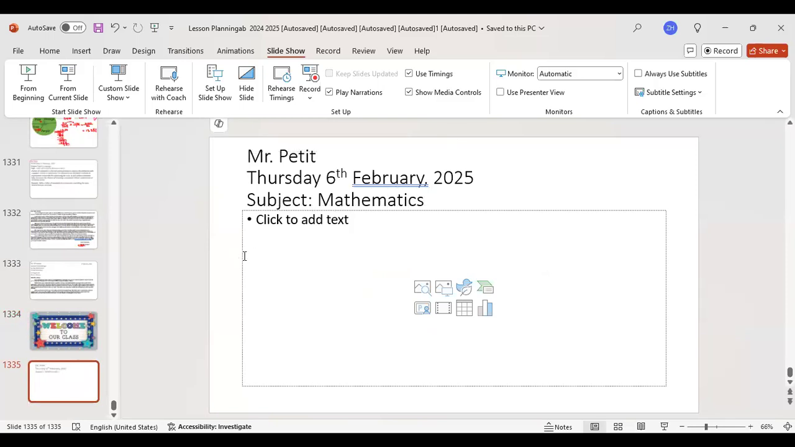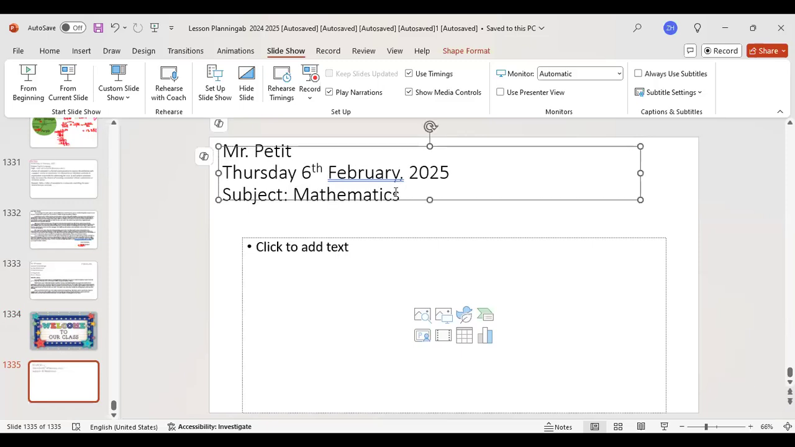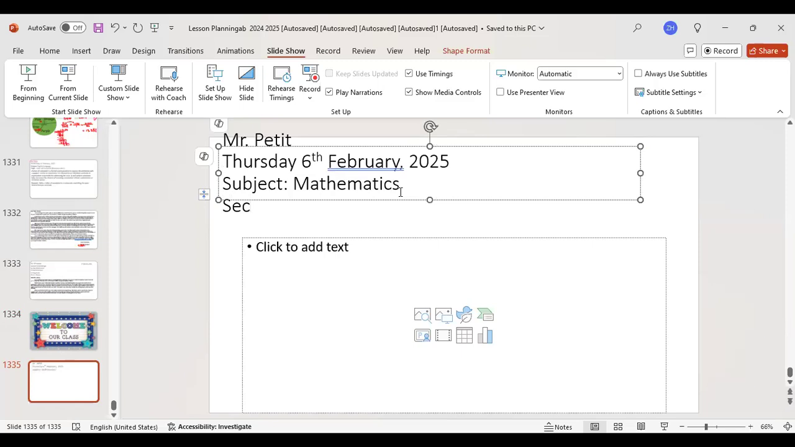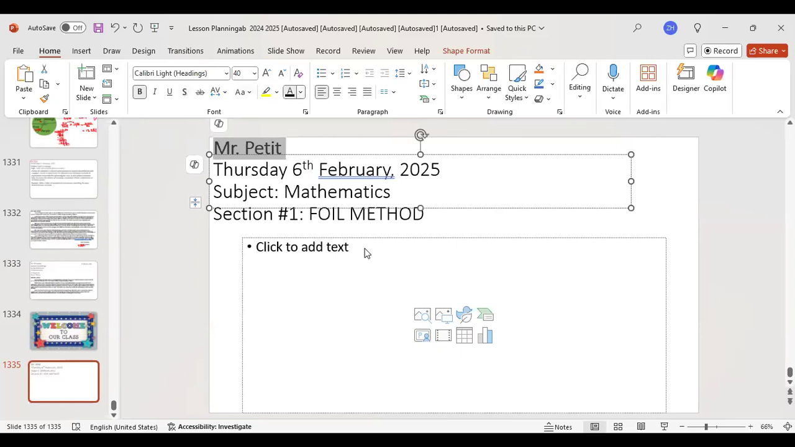So let's go ahead and do this. I want us to begin with section 1. I want us to do the FOIL method. Some of you are familiar with the FOIL method, some of you are not. But whatever state you are, we're going to clarify that. Has anyone ever learned the FOIL method, or read about it before? If not, I'm going to show you how to do it. So the FOIL method.